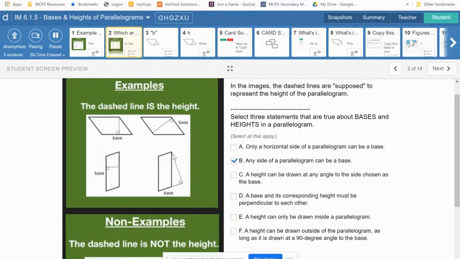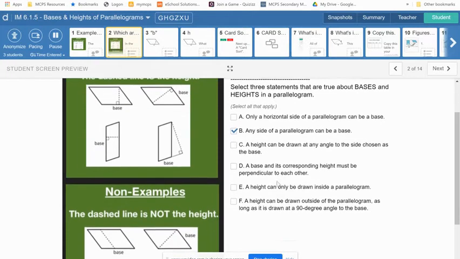Even though the height is not inside of the shape, we look at the base and we draw it out, and then we go from the base to the top of the shape. So C is out. It's not any angle. It's the side that is perpendicular to the base.